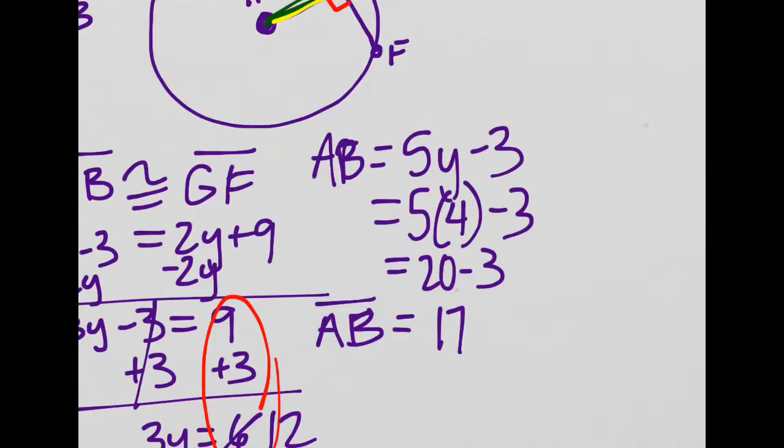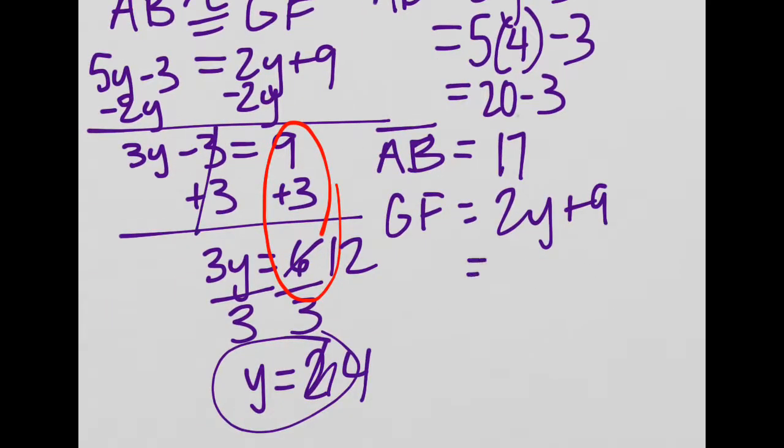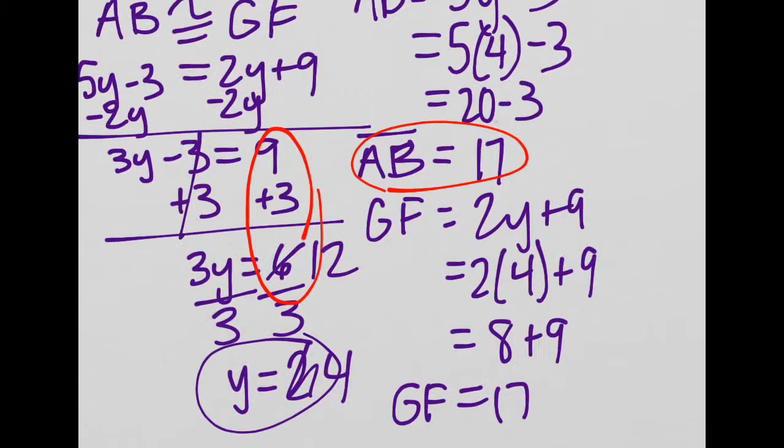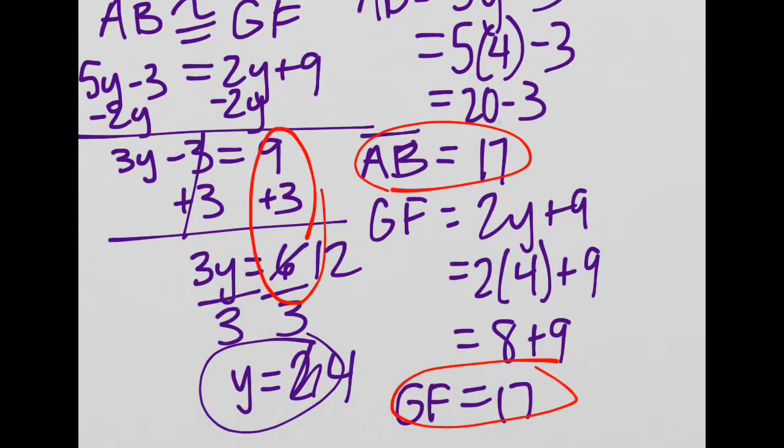If AB is 17, now you can plug it into GF also and say that GF is 2y plus 9, but we know that they're the same, so we can just say that they're 17. But if you want to check, you can check. 8 plus 9, yes, that is 17. Okay, so now we found both AB and GF to be 17.